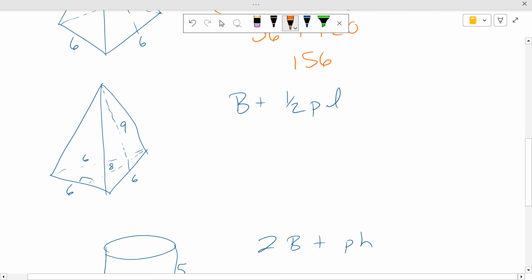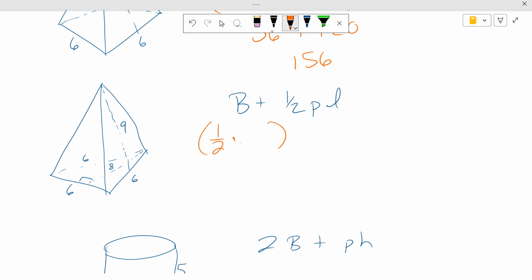Here, we have to find the area of the base and take it plus 1/2 the perimeter of the base times the slant height. To find the area of a triangular base, it's 1/2 the base times the height. 1/2 of 8 times 6. Plus 1/2 the perimeter of the base. 18, because it's 6 plus 6 plus 6. 6 times 3 is 18. And the slant height is 9. So 24 plus 81 is 105.